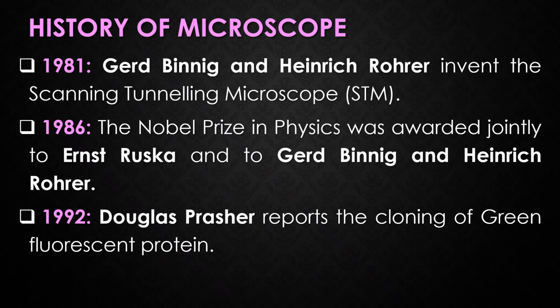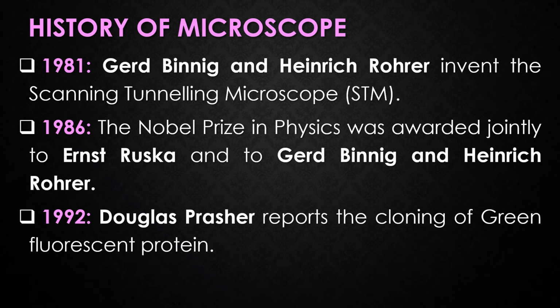In 1981, Gerd Binnig and Heinrich Rohrer invented the scanning tunneling microscope, and this microscope sees by measuring an interaction between atoms rather than by using light or electrons. It can visualize individual atoms within materials also. And 3D specimen images are also possible with this invention of the scanning tunneling microscope.